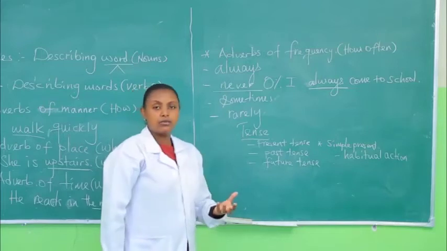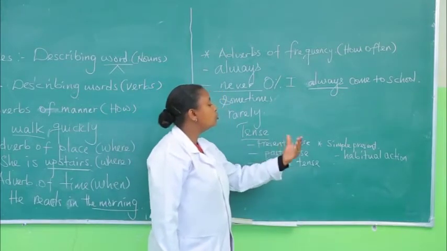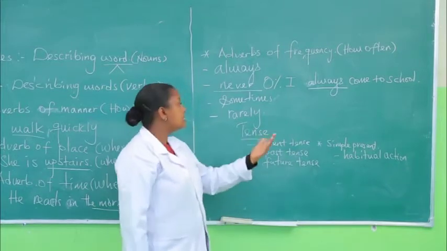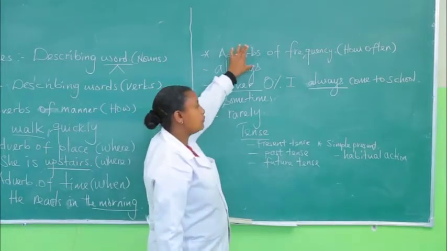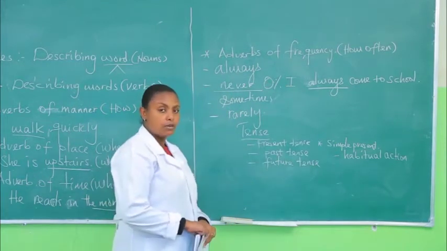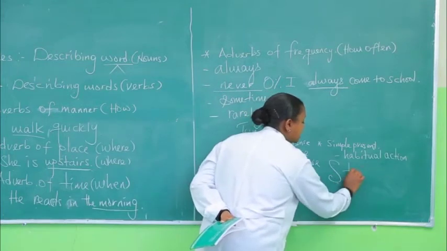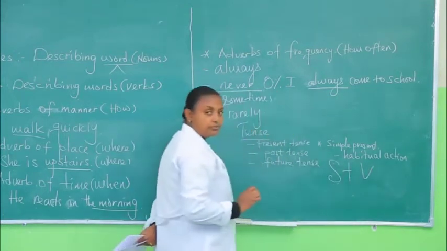These are habits we always do. So for these kinds of things, if you want to say how many times the action is repeated, you are going to use adverbs of frequency with simple present tense. You remember the form of simple present tense? I hope so. Subject plus verb.